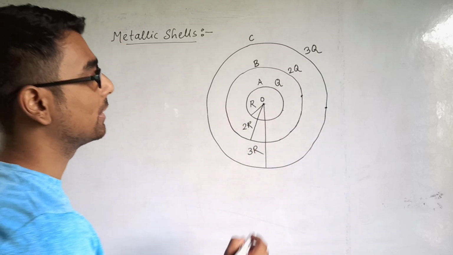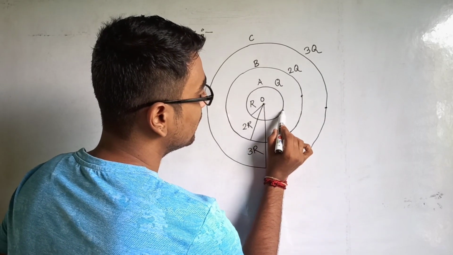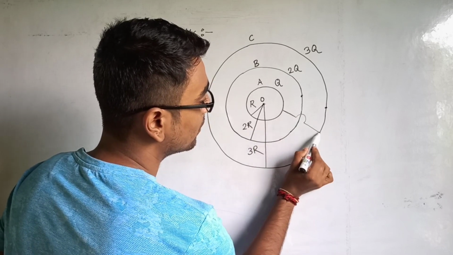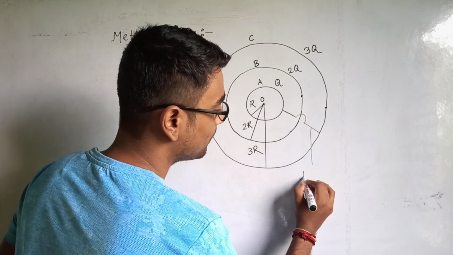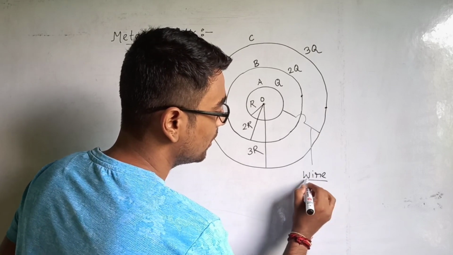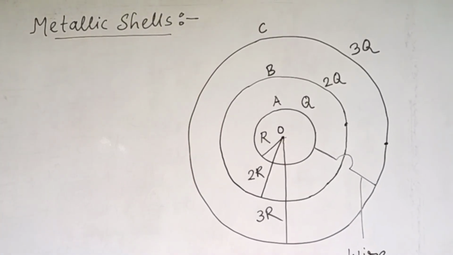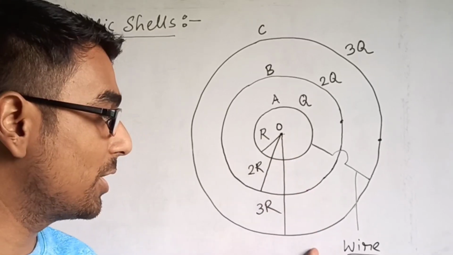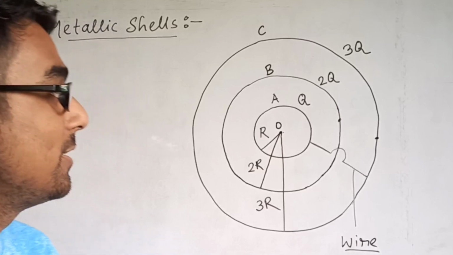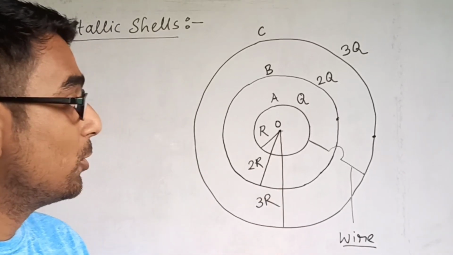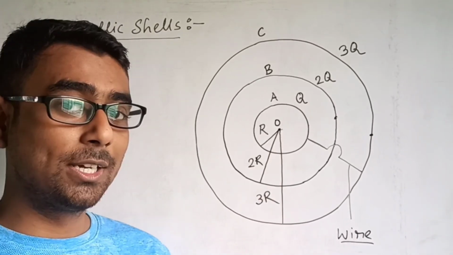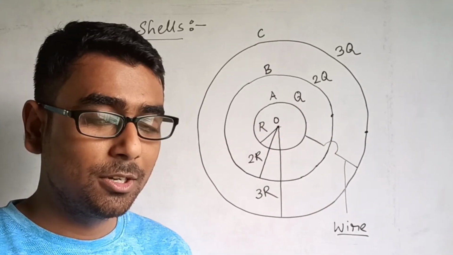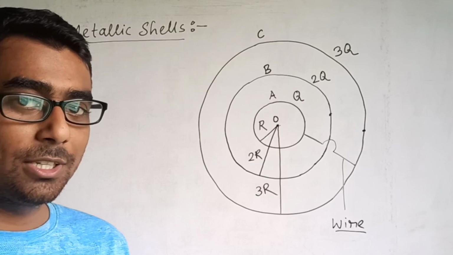The question is given like that. The inner and the outermost shell is connected through a wire. Okay, it is a wire. Now, because of this, the potential of inner shell and the outer shell will become same as it is connected through a wire. So if this potential becomes same, then obviously there will be flow of charge from higher potential to lower potential.